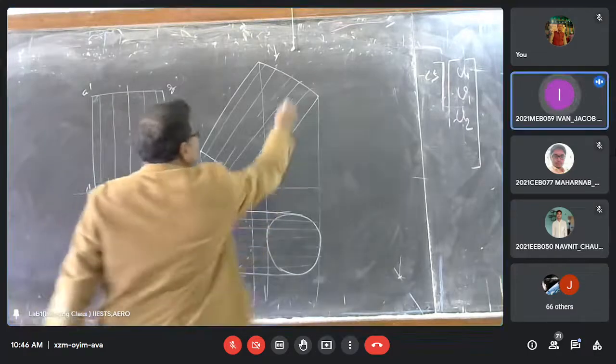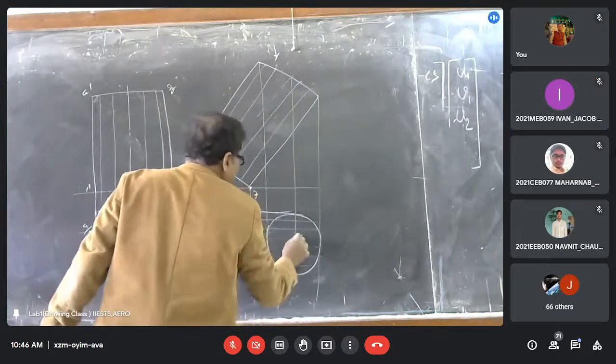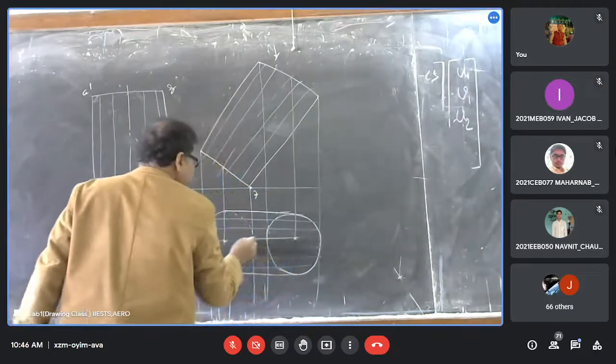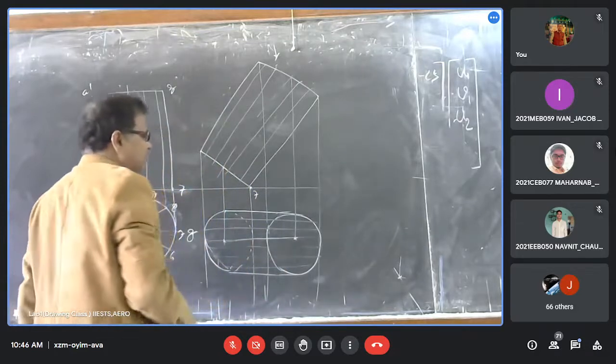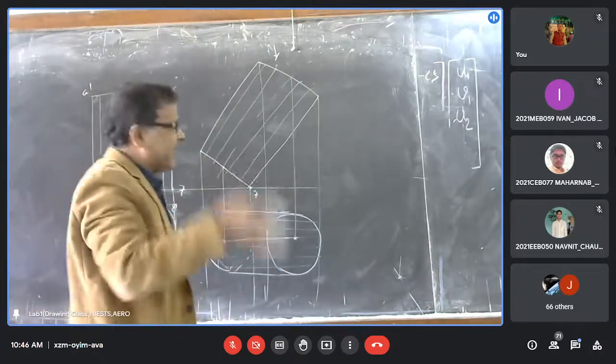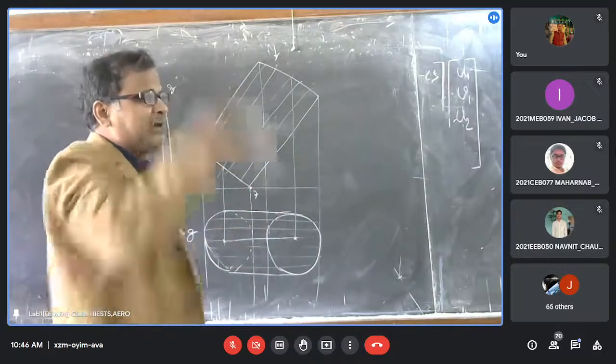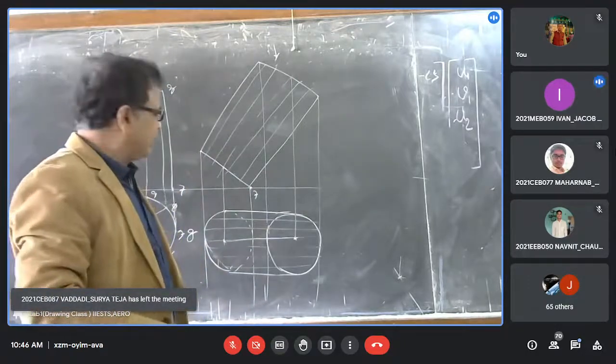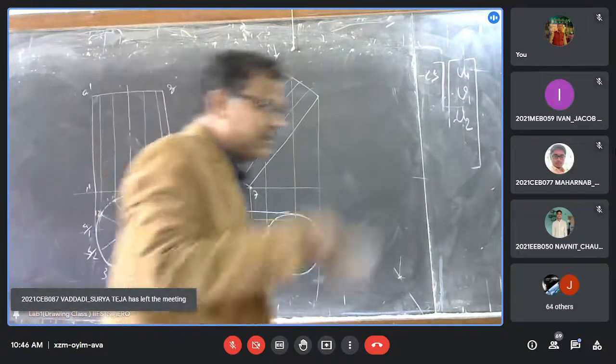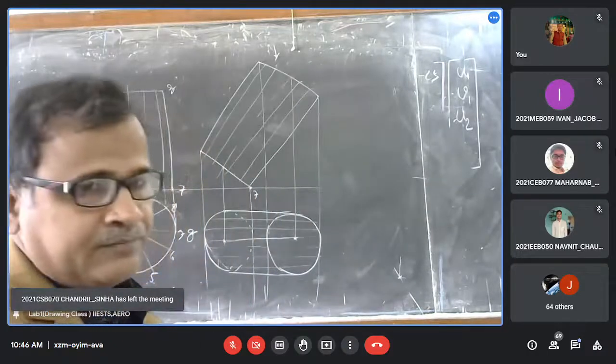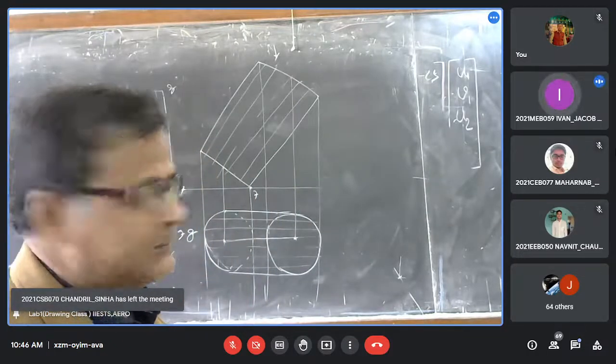This one is 45 degree. This one is the axis. This line is the axis line. Okay, so I think this line is lying in some plane. Can you tell me which plane that is, and in what condition? 45 degree with the vertical plane.